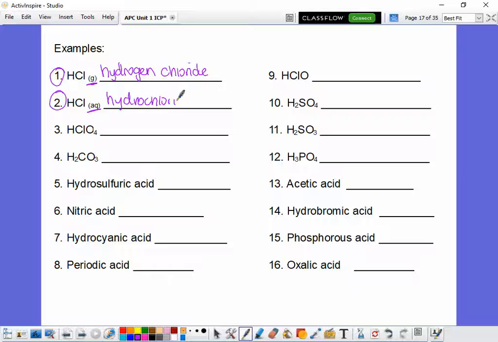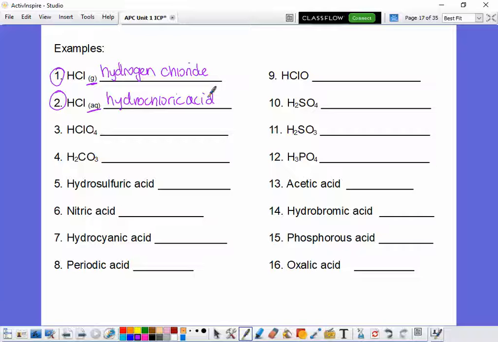Now for all the other ones, we're going to assume that they're all aqueous. I just wanted to point that out. We're not going to see that too much, but just be aware. The state of matter actually does dictate how it acts. That kind of changes its properties a little bit.